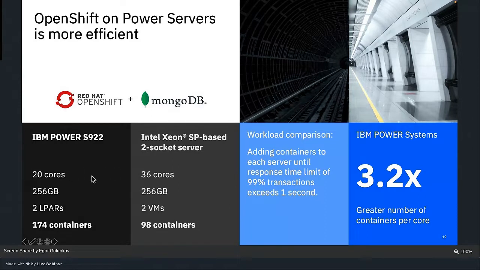As you can see here, the IBM Power server had 20 cores inside, and Intel had 36 cores, the same memory. So we recalculated the number of containers per number of cores, and it turned out that the IBM Power servers have greater performance, greater power per one core, and of course it comes with reliability, with performance, and with lower license costs.